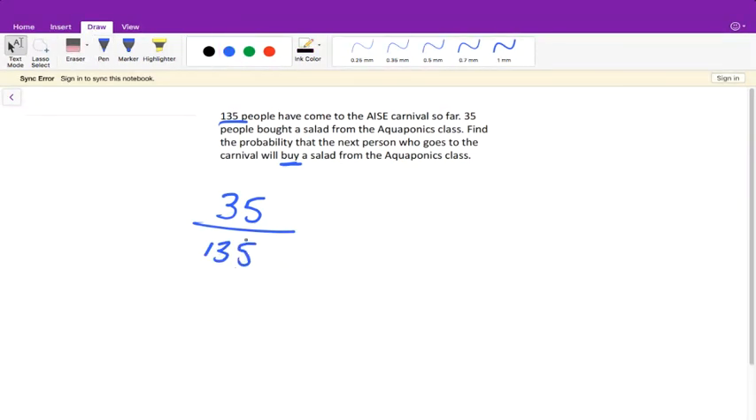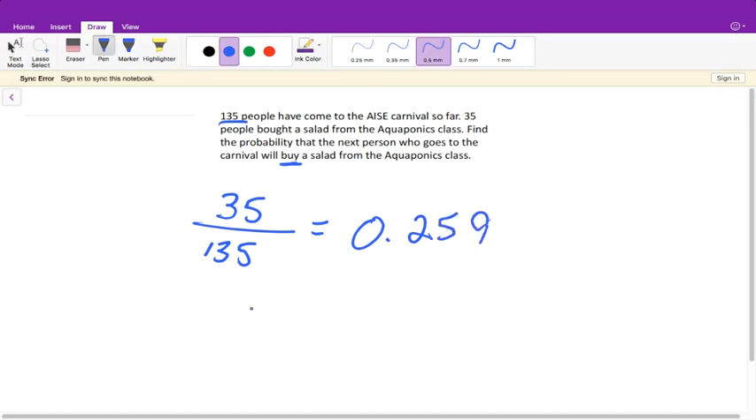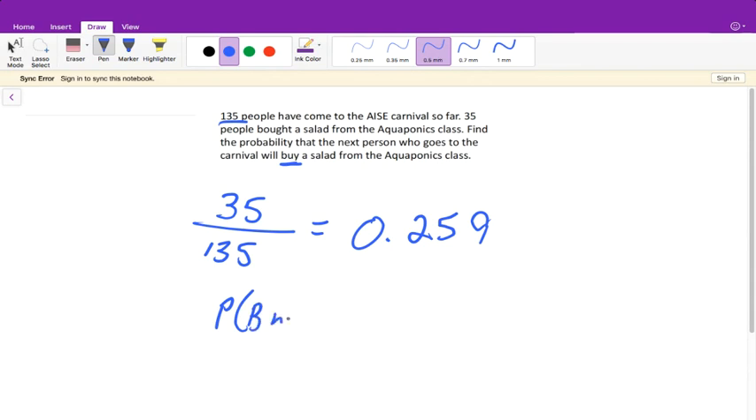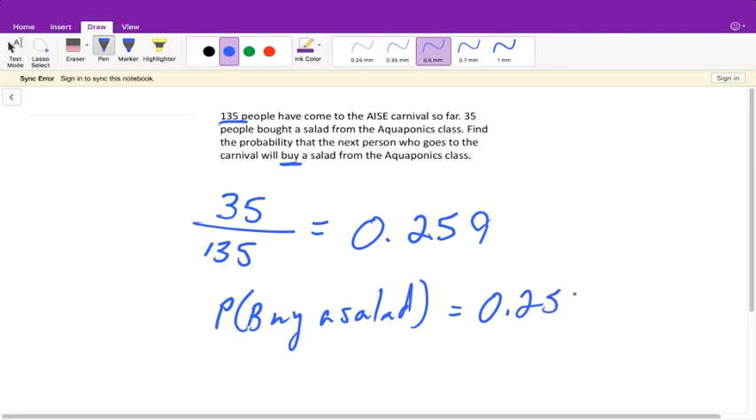So now remember, we can use statistics and probability to then predict what the next person may do. So when we divide this, that is 0.259. So we can then say that the probability that they will buy a salad is equal to 0.259 or 25.9%. All right, so we can use this to say that the next person coming in, if nothing changes and everything is still the same, based on the people that have been buying a salad, there's roughly a 26% chance that they will buy one now.